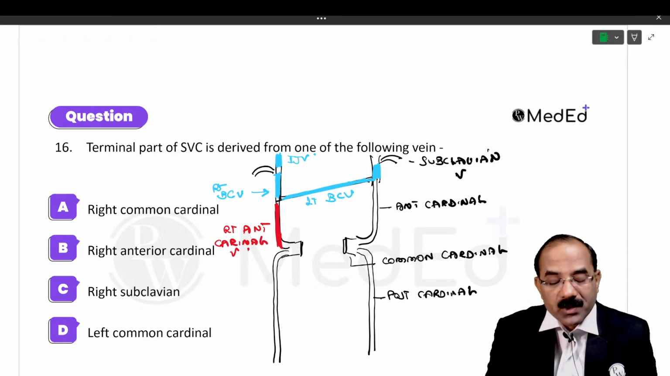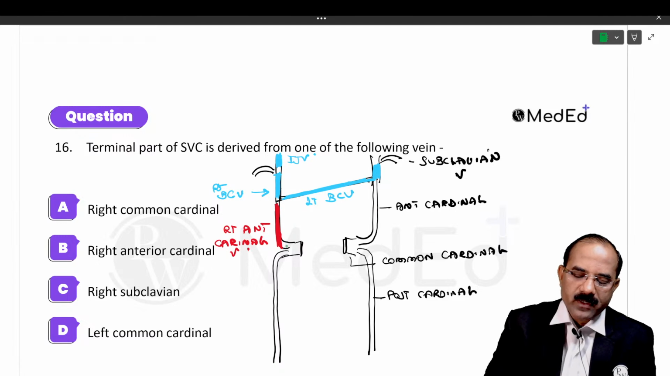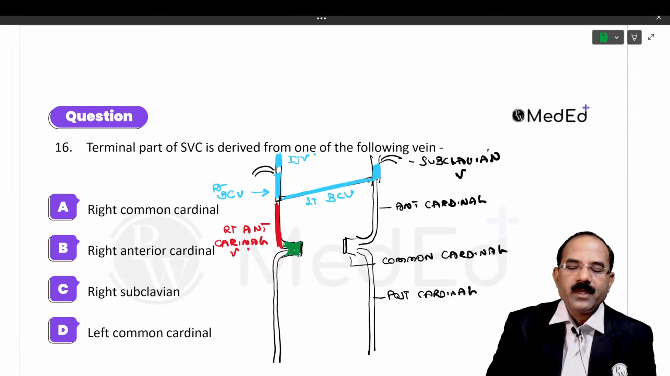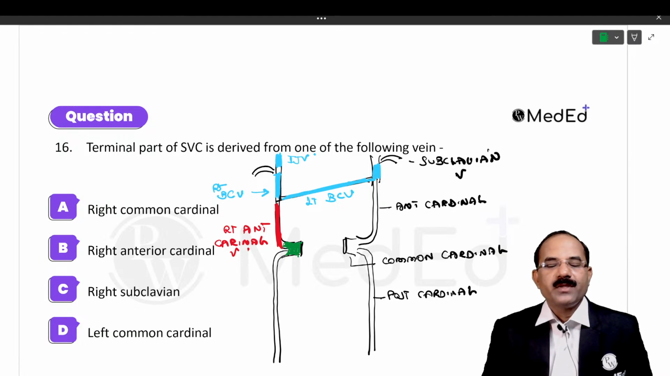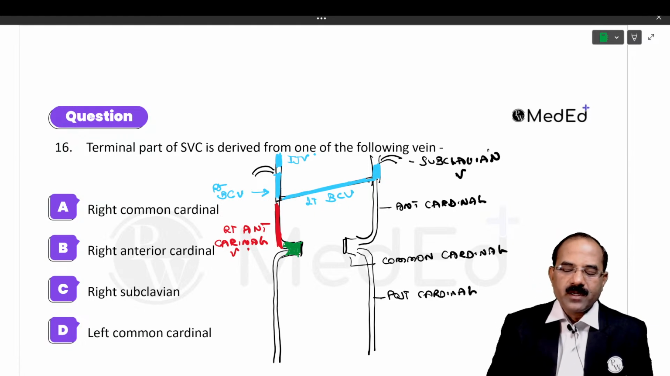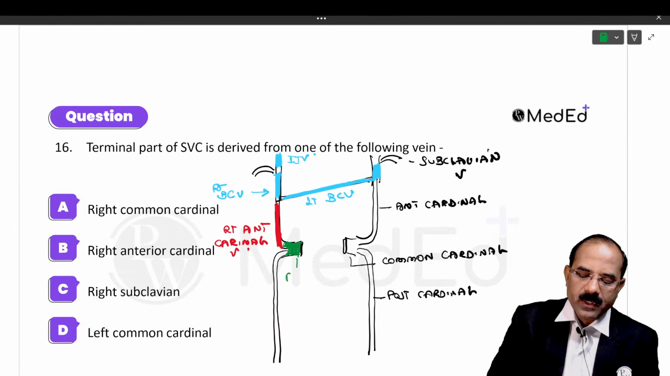And the terminal part, बच्चों देखो, the terminal part of SVC is derived from what? ये कौन है? The terminal part of SVC, wait, I'll tell you. Neeraj, wait, don't get confused. The terminal part of SVC is derived from, ये है right common cardinal vein. Right common cardinal vein.